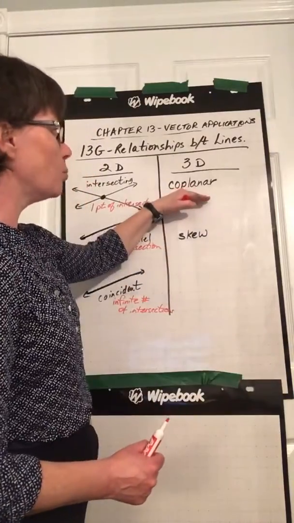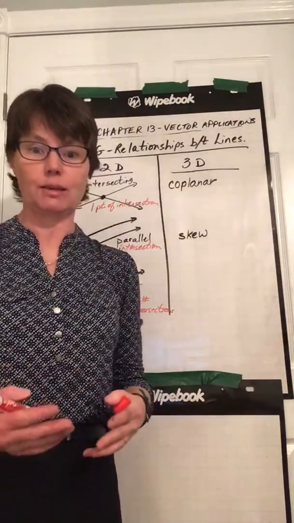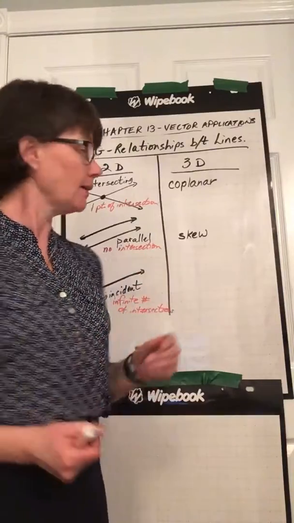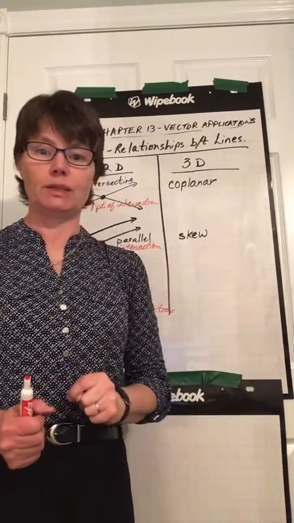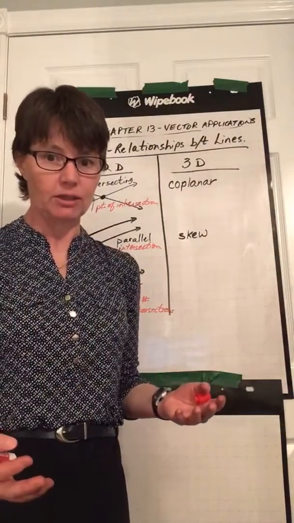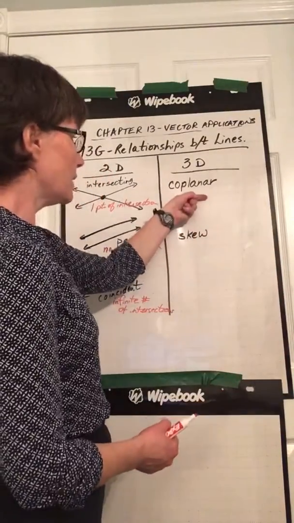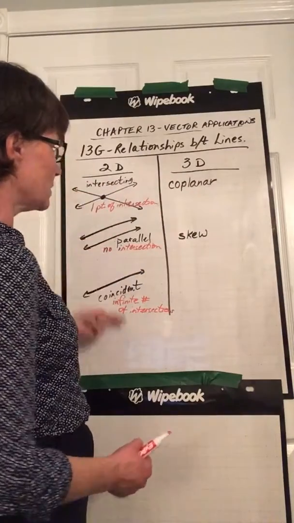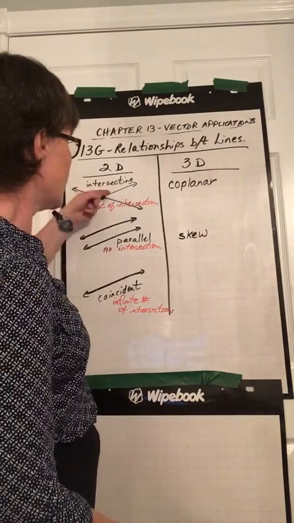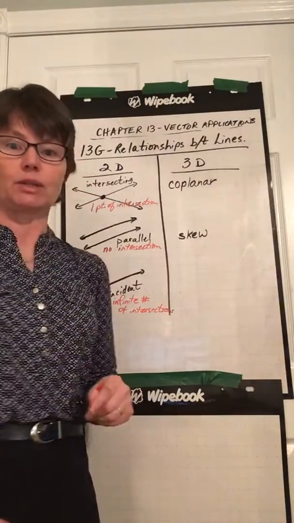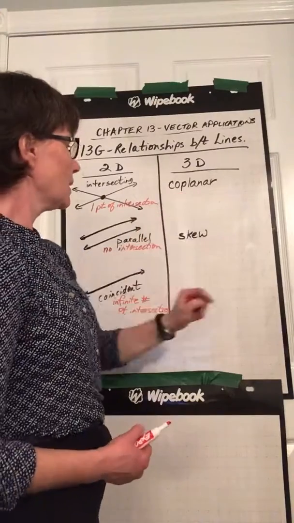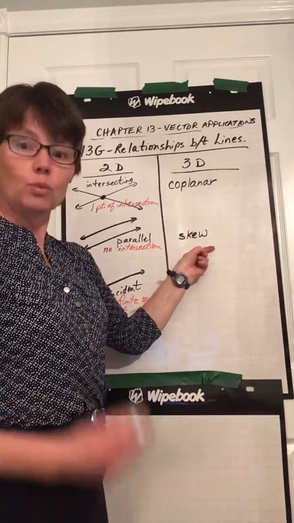And now, if we're in 3D lines, there's two different things that could happen. Either they could be coplanar, which means they exist in the same 2D plane, or they could be skew, which means they are in a 3D space and they will never intersect with each other. If they're coplanar, then these same three situations can exist, because they share the same plane as each other, even though they're 3D. If they are skew, however, they will never meet.